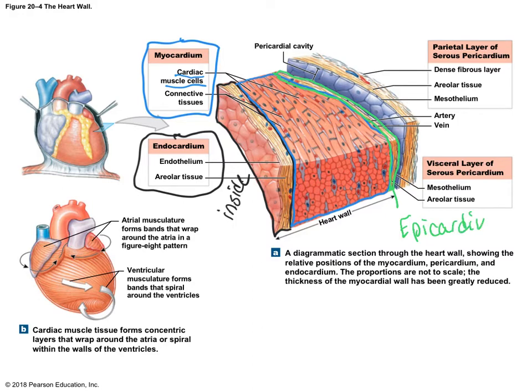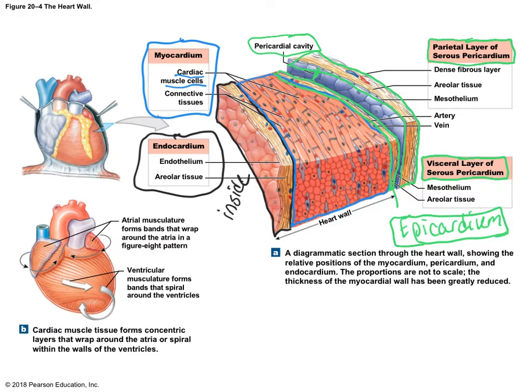Now the epicardium has the same exact name as the visceral layer of the serous pericardium, or the visceral layer of the pericardium. Then there's that space, which we call the pericardial cavity, and then we have another layer out here. This is the outermost layer of the pericardium, and that is called the parietal layer of the pericardium. So for the lab exam, you need to identify this epicardium. And just remember that it is the same thing as the visceral layer of the pericardium.